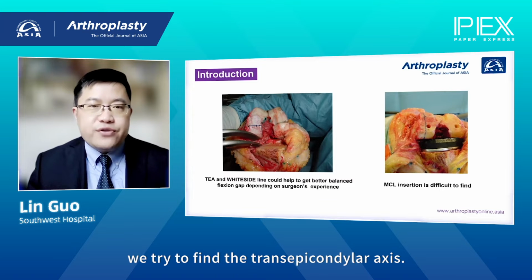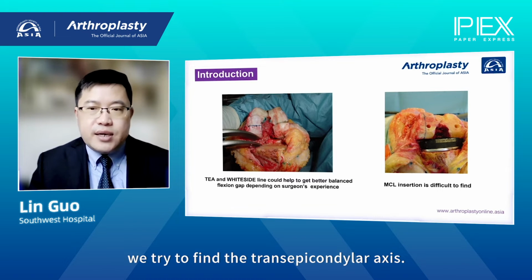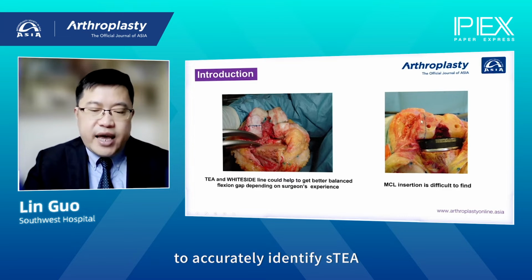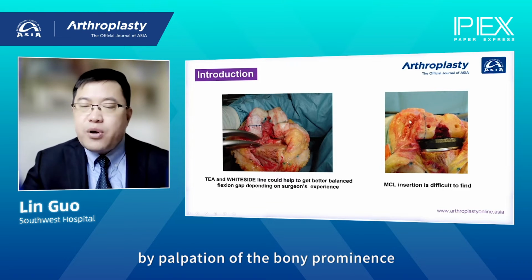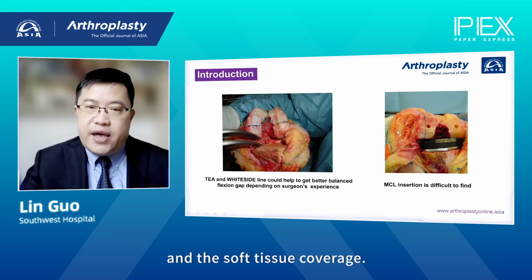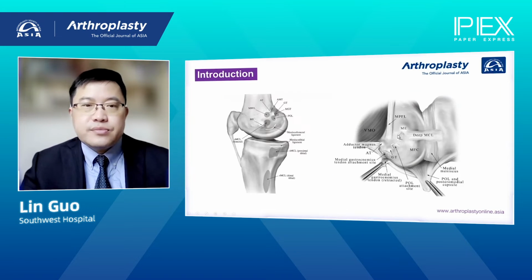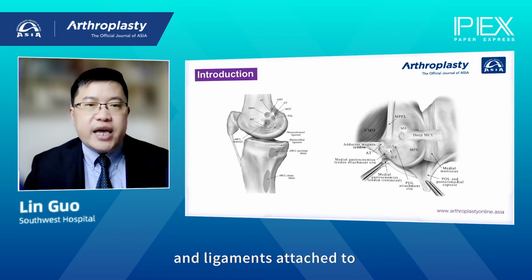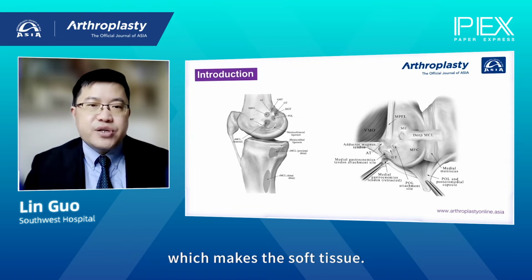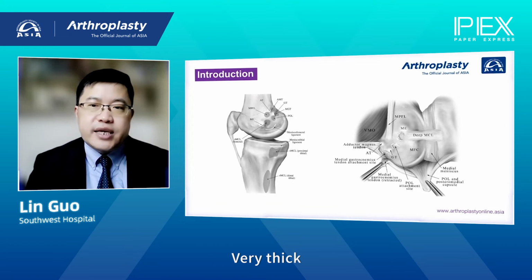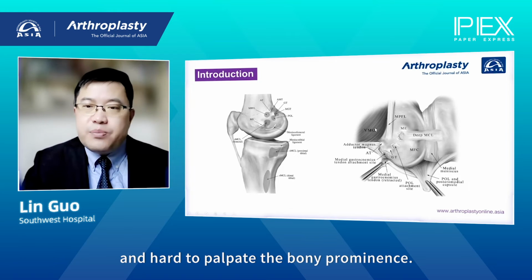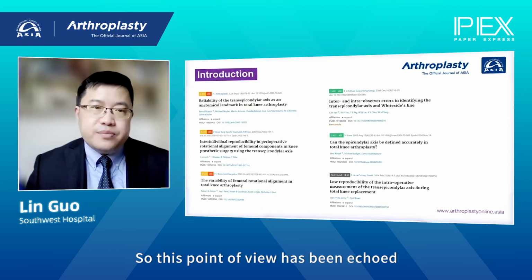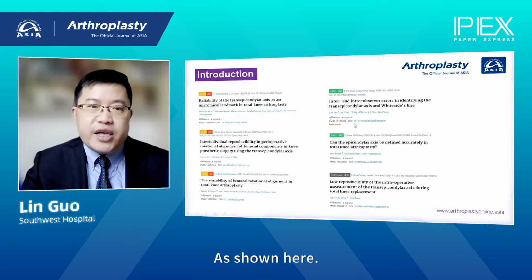During the surgery, we try to find the transepicondylar axis, but it is somehow difficult to accurately identify the STEA by palpation of the bony prominence because of the poor vision and the soft tissue coverage. On the picture, we can see that there are multiple tendons and ligaments attached to the medial epicondyle, which makes the soft tissue very thick and hard to palpate the bony prominence. This point of view has been echoed by many studies as shown here.